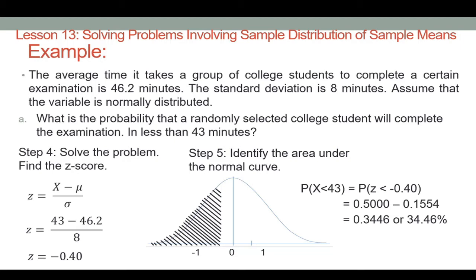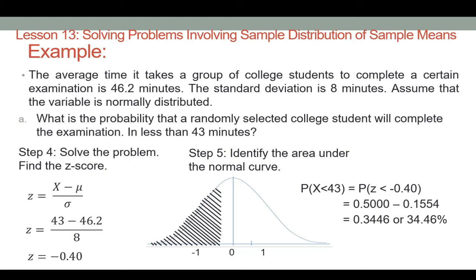Ibig sabihin, yan yung probability na mula sa mga college students, pag namili ako ng isa, ang may chance na matapos ngayong exam in less than 43 minutes. Pag kumuha ko, I have a 34.46% chance na yung napili nating student ay nakatapos ng exam in less than 43 minutes. Nakuha ba? Yan na yung ating first problem.